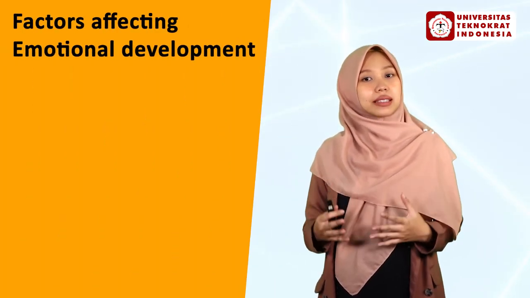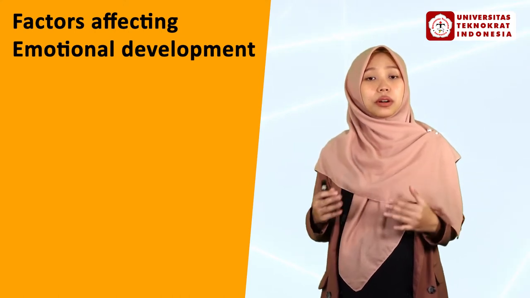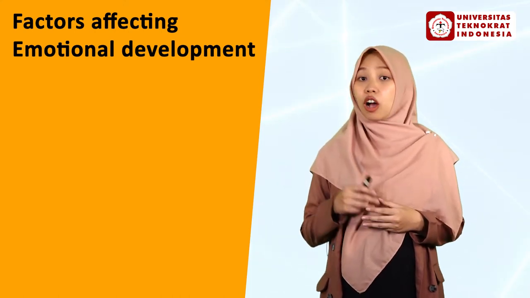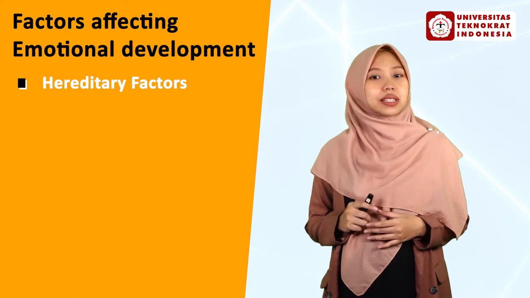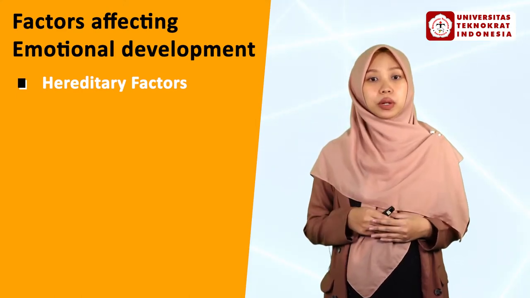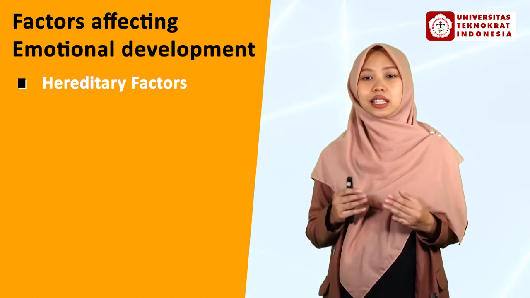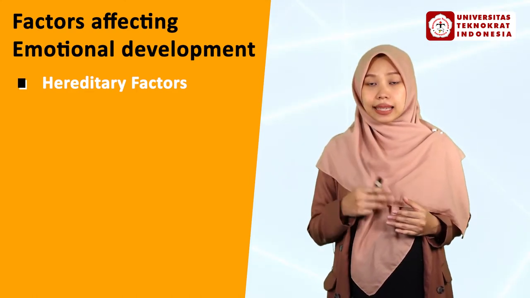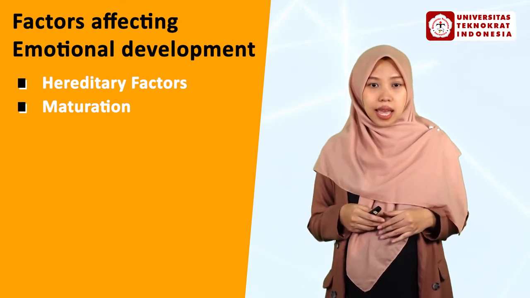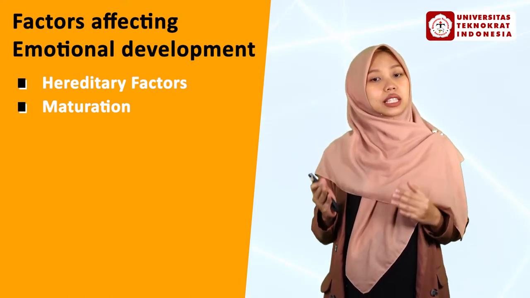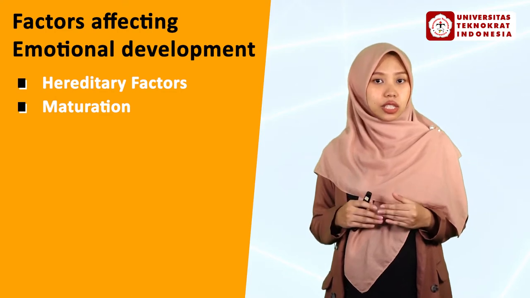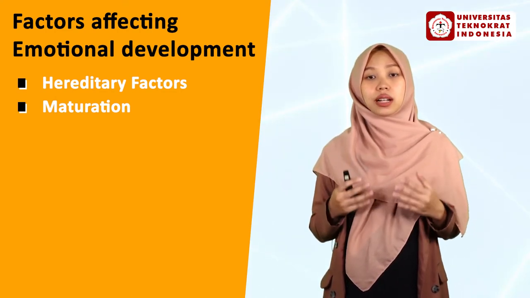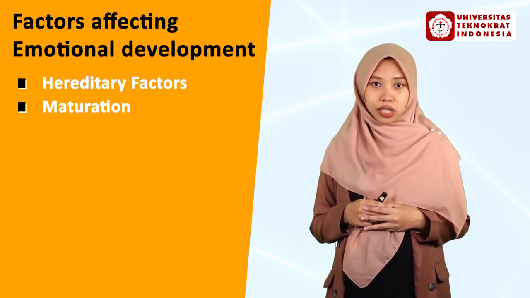The last part of this meeting, we're going to talk about the factors affecting emotional development. There are many factors that affect the emotional development of an individual. The first is hereditary factors. It has been seen that some similarities are found between the emotional development of parents and children. The second is maturation. As the child develops mentally, he also becomes emotionally mature. It has been proved through experiments by psychologists that the development of emotions of the child depends upon the level of maturation of the child.